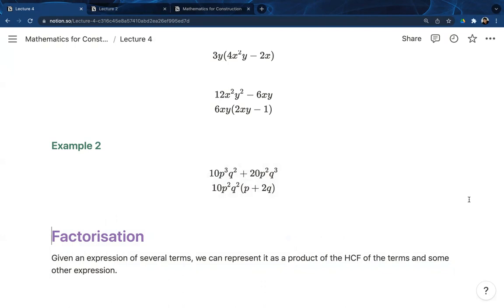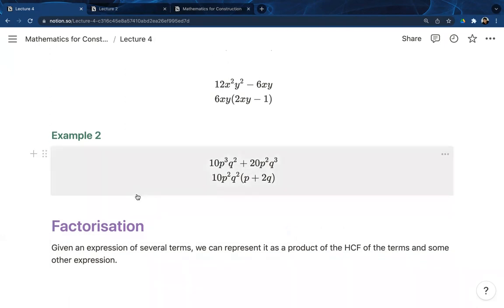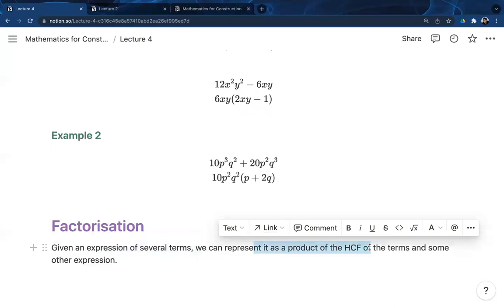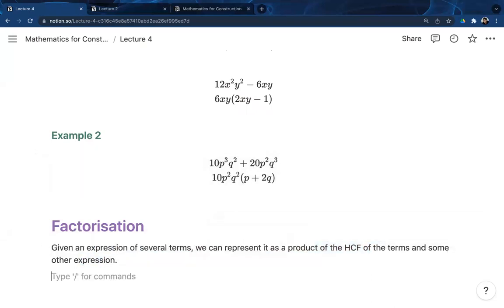It involves systematically finding the HCF, right? So given an expression of several terms, you could represent it as a product of the HCF and some other expression. The other expression is the stuff in brackets. You follow? So let me give you another example to work with.